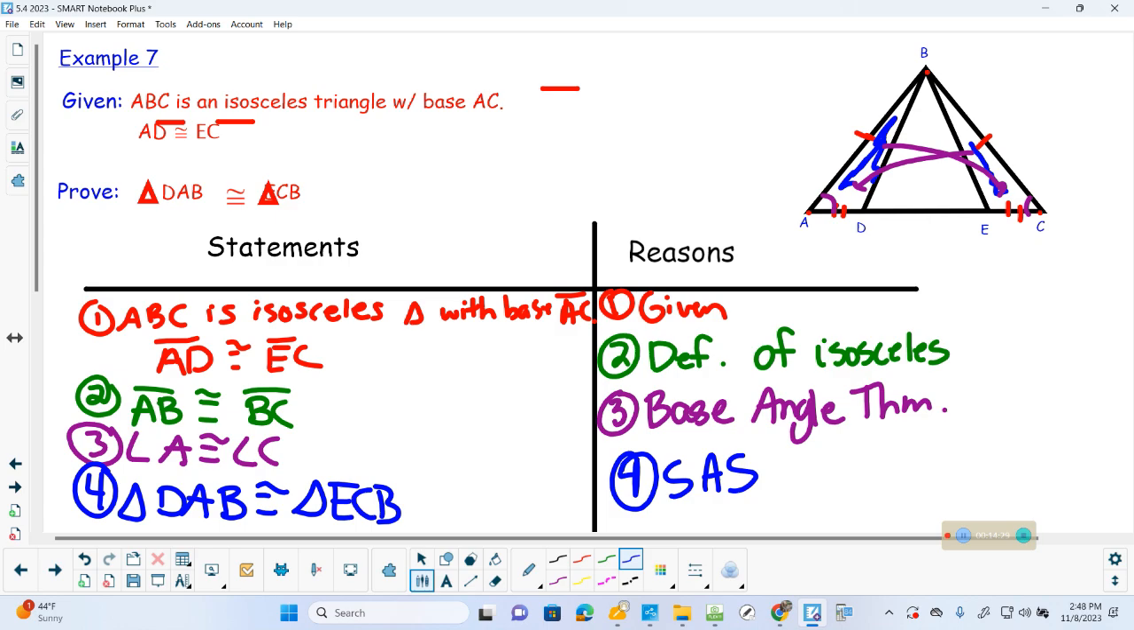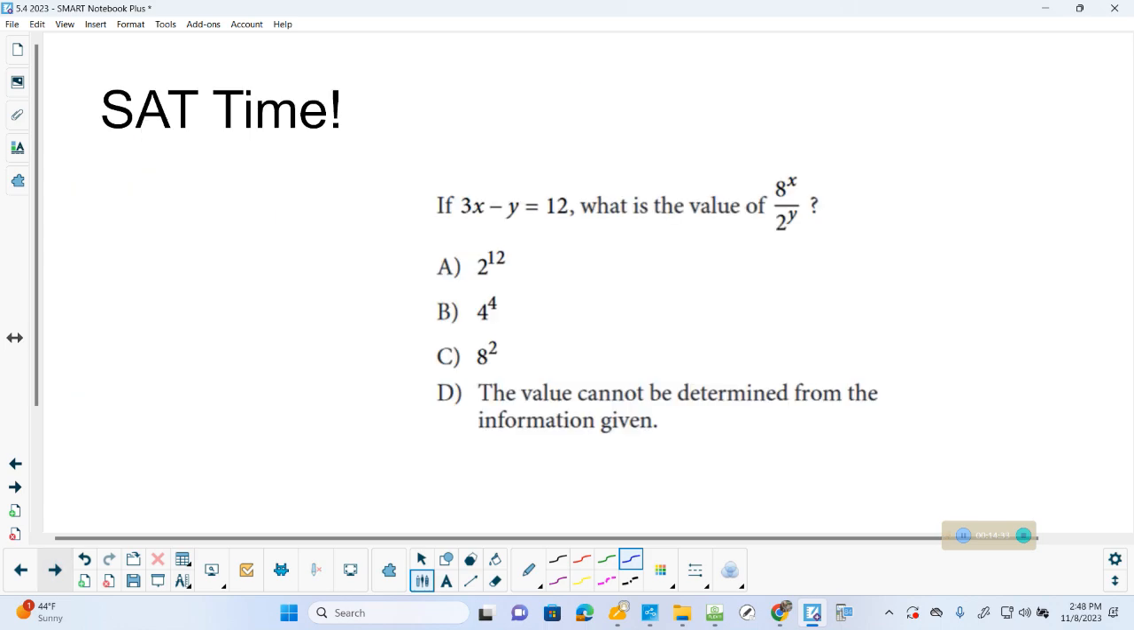Are you ready for this fun-filled SAT problem? I feel the enthusiasm. Okay, let's do this. So you gotta have a little bit of number sense here. I'm reading this and I'm like, oh man, if 3x minus y equals 12, what is the value of 8 to the x over 2 to the y? First thing, this is an algebra review.